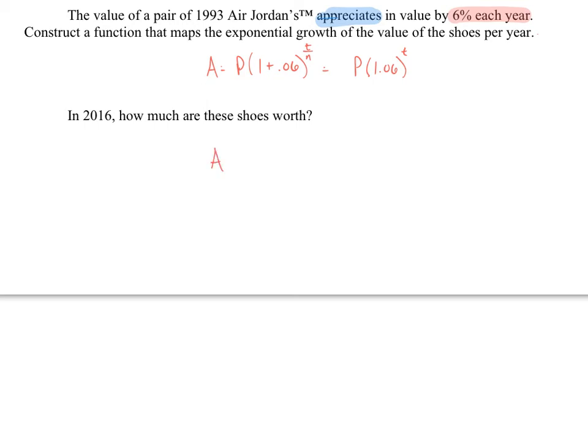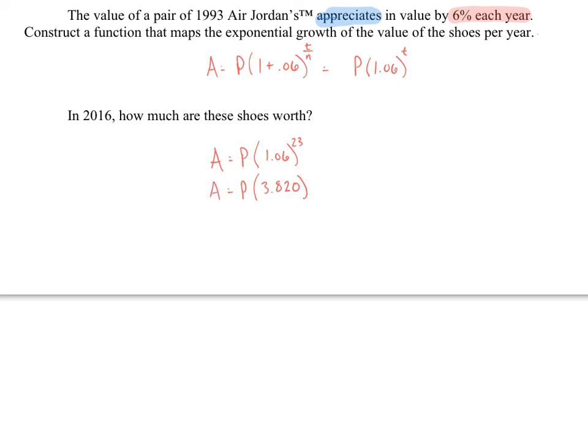Now in 2016, how much are these shoes worth? Well, we still don't know the initial amount, but we can compare it to what the initial amount was. Whatever this principal amount was, times 1.06 to the, and in 2016, that's going to be 23 years later. So in 2016, the amount will be whatever the initial amount is times 1.06 to the 23rd. And if we raise 1.06 to the 23rd power, we get 3.8197, and if we round to the thousandths place, that 1 is going to become a 2.